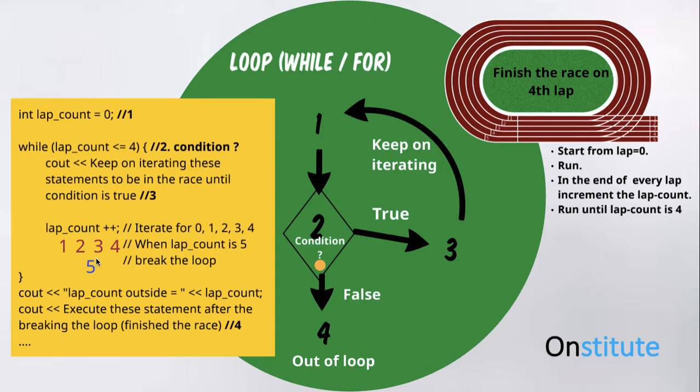Now what will happen? It will again check whether 5 is less than equals 4. Well, now this is false. And since this is false, it will not go inside this while loop anymore. Rather, it will break the loop and directly come outside and start executing the code segment here.